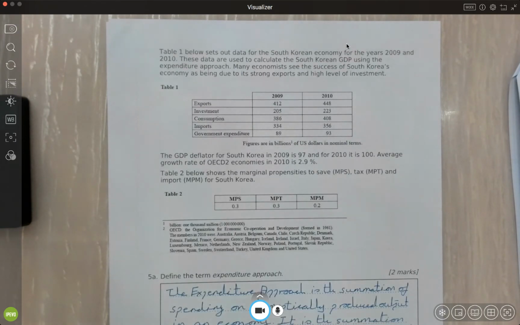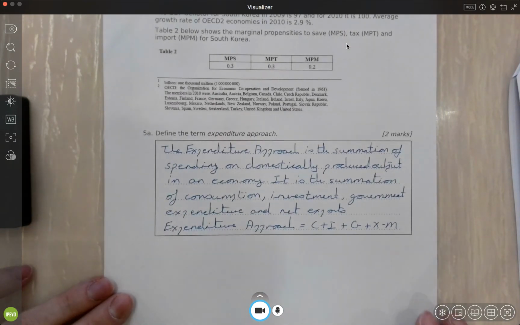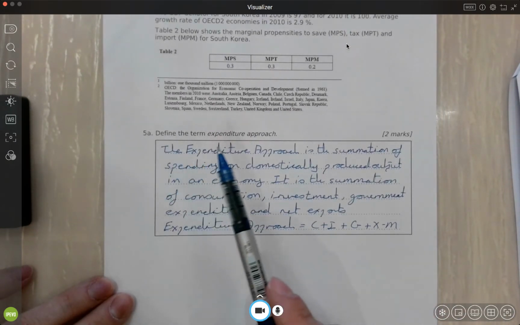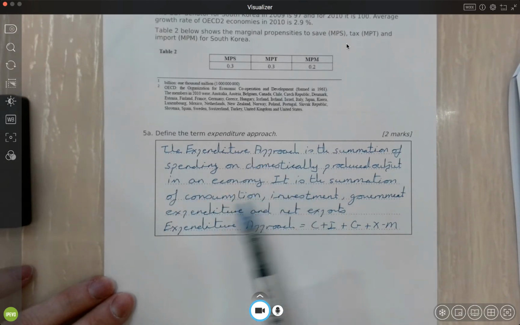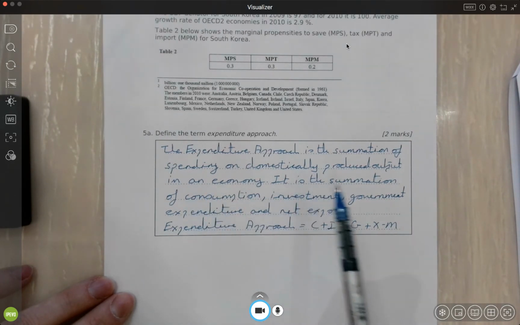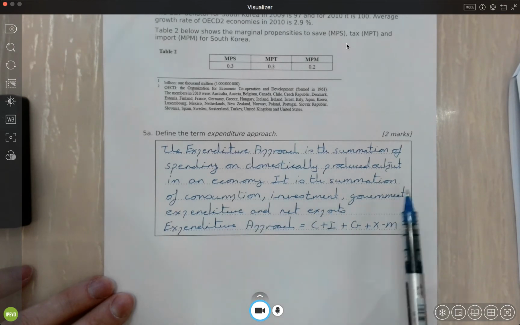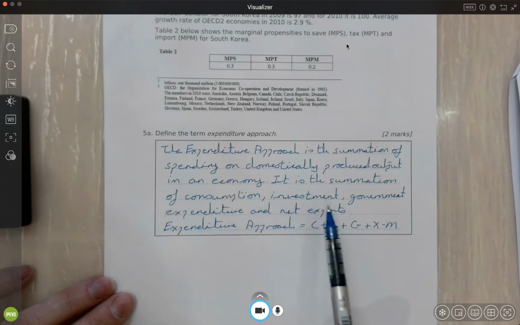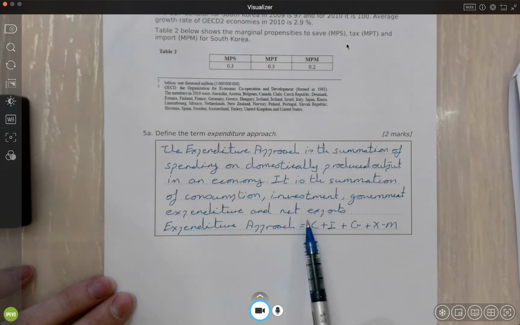The reason why I include questions twice is I want you to see what you need to know. So it says define the term expenditure approach. We've just done this, but I'll do it again. The expenditure approach is the summation of spending on domestically produced output in an economy. It's the summation of consumption spending, investment spending, government spending, and net exports. The expenditure approach equals C plus I plus G plus X minus M.